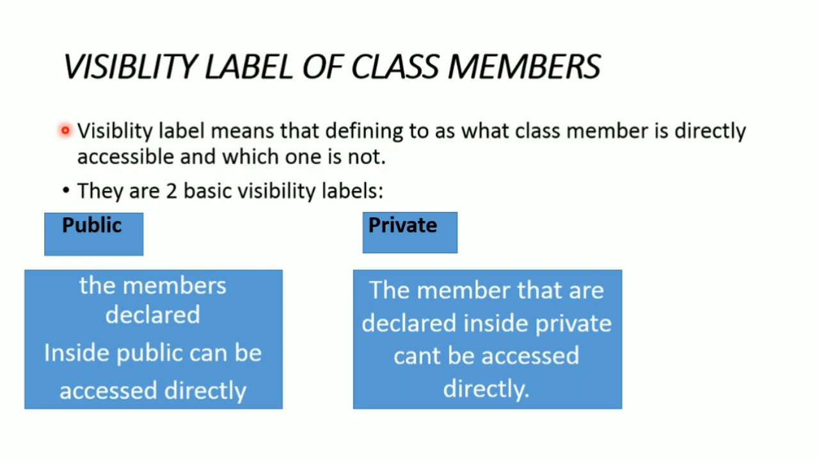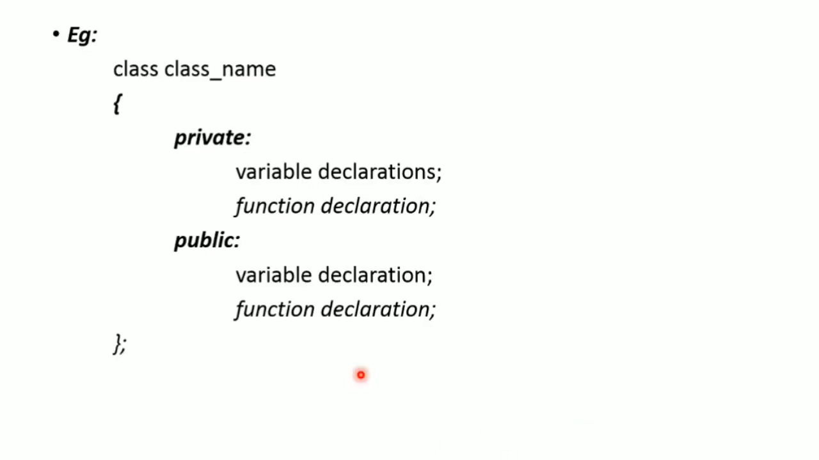So what is the visibility level of a class member, what are its kinds, and an example. Visibility level simply means how the data members and member functions, whatever we have declared in a class, can be accessed. They are basically of two types, public and private. Public means that the members declared inside public can be accessed directly, and the members declared inside private can't be accessed directly.